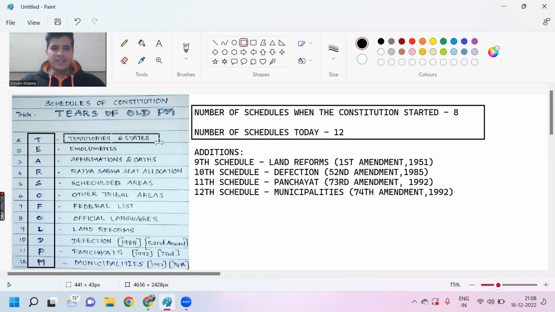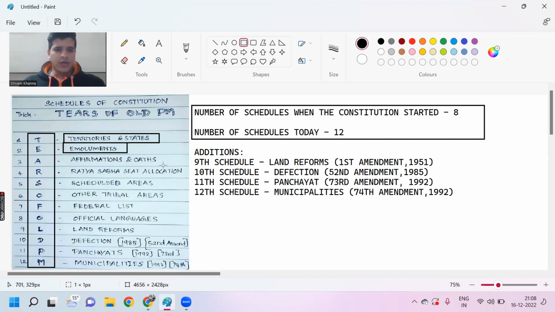So territories and states, the first schedule, specifies the names of all the states and union territories in India and their territorial jurisdiction. Then the second one is emoluments. The second schedule basically states the salaries and the allowances that are given to different people like the president, governor, speaker of the Lok Sabha, chairman of the Rajya Sabha, deputy speakers, deputy chairmen, and other people.